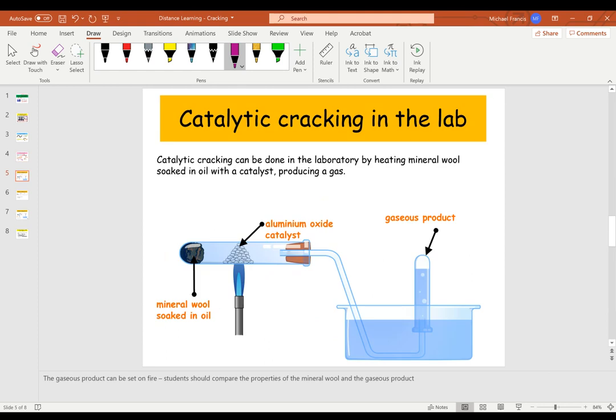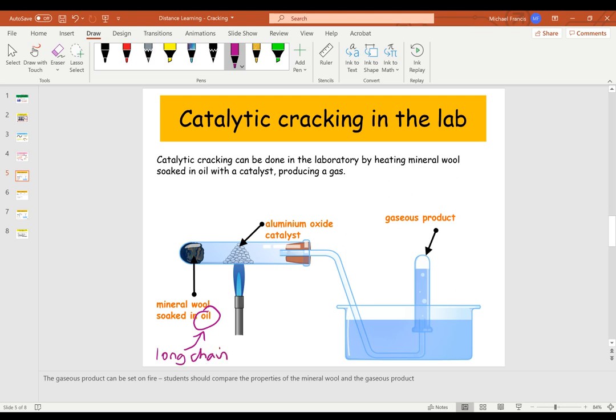Okay, this can be done in our normal laboratory. We will do this if we come back to school after Easter. So we can take our long chain hydrocarbon, and this is normally in the form of an oil.